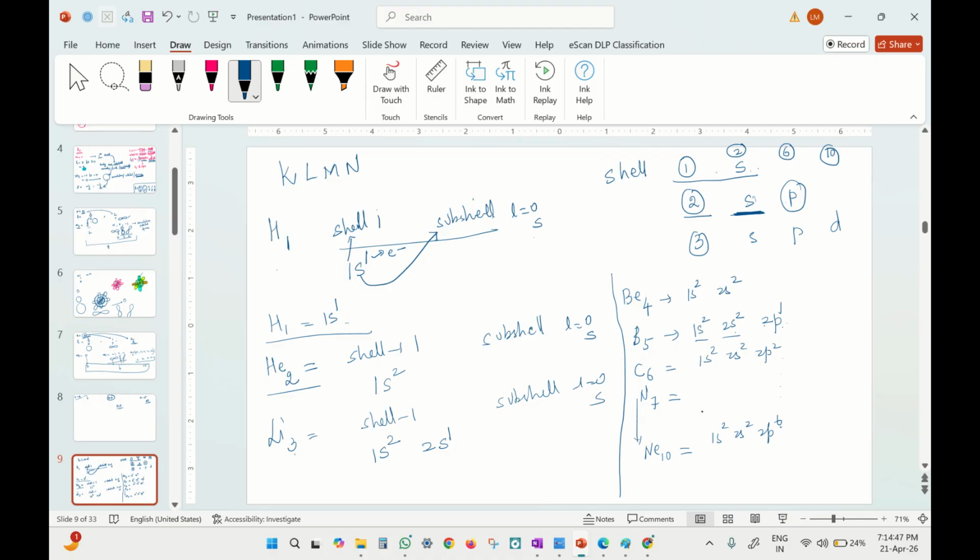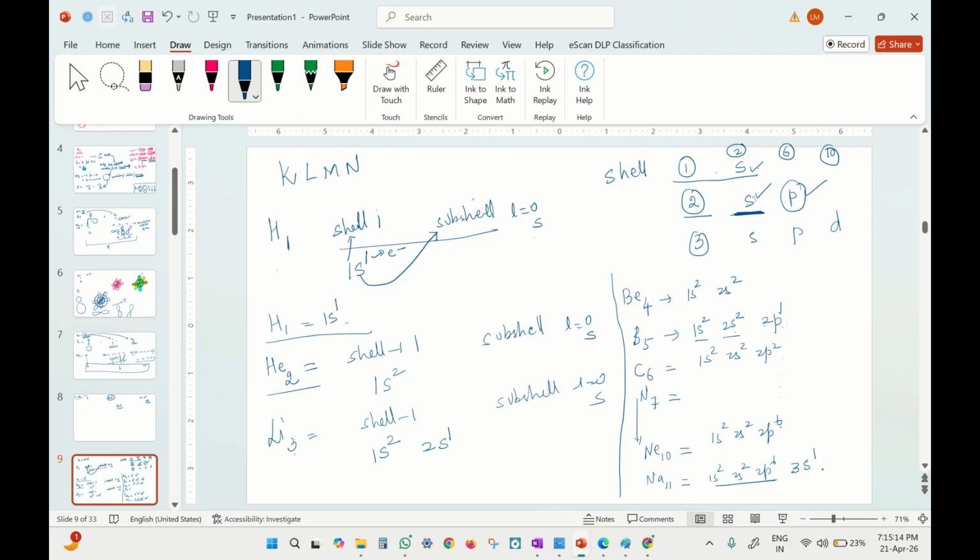Okay. Then comes sodium with 11 atomic number. What will you do? 11. So 1s2, 2s2, 2p6 allows 10 electrons. So 1s I used, 2s I used, 2p I used. After that, which one will I use? So it will become 3s. Clear?